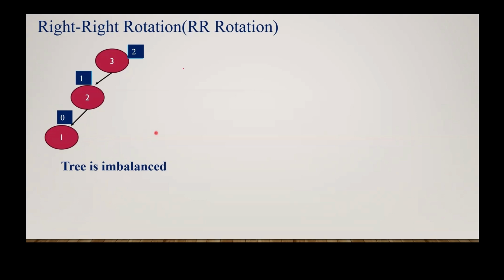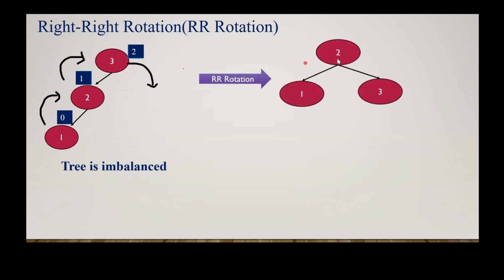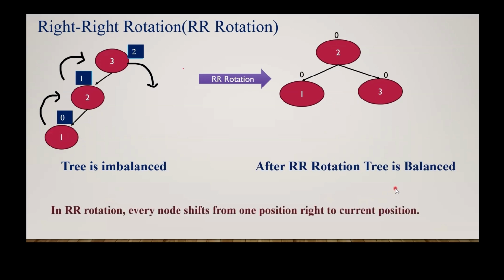So here we have to perform the right rotation. 3 moves to this location, 2 moves to the 3 location, 1 moves to the 2 location. That's why it is called right to right. After performing the RR rotation, this is the outcome, and all the nodes have balance factor 0. So it is a balanced tree. What we concluded is that in case of RR rotation, every node shifts one position to the right of its current position.